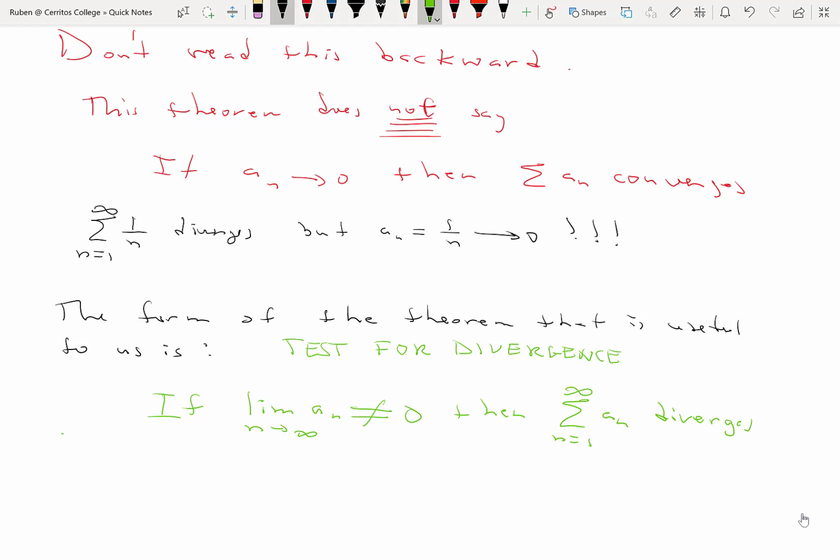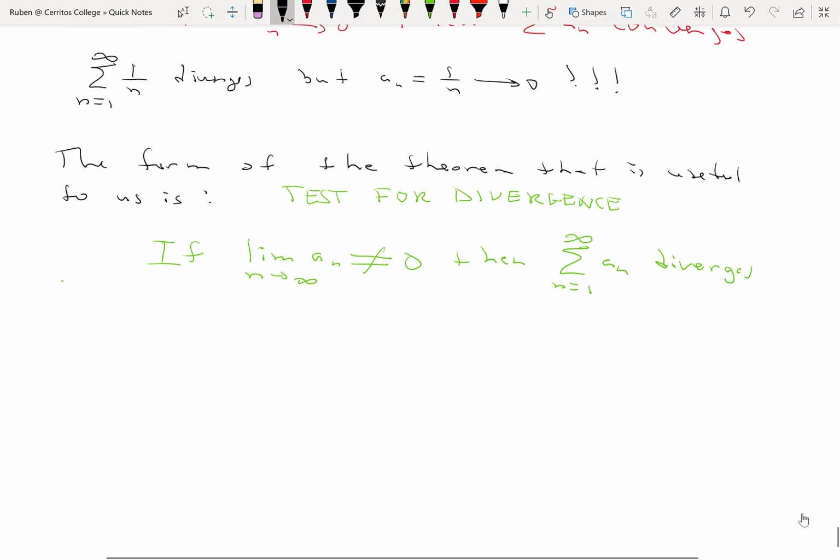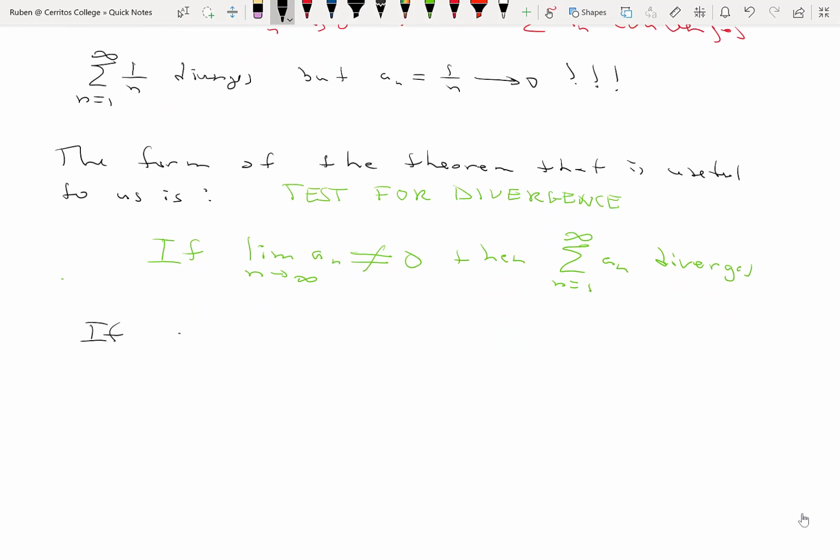So, here's the bottom line. If a sub n approaches zero, then we know nothing. What do we do? Well, if we know nothing, then we try to use another test. And as I mentioned, we're going to have some tests coming up in our next sections.